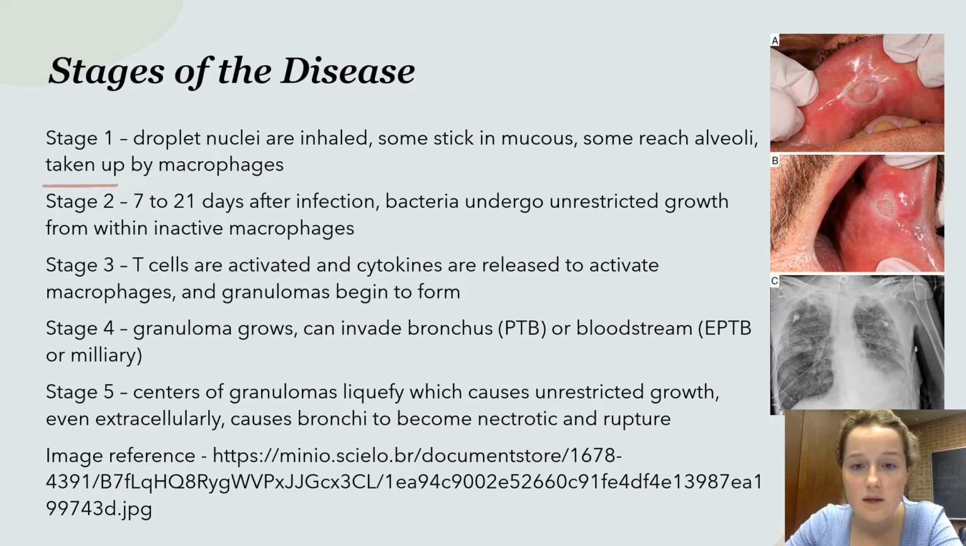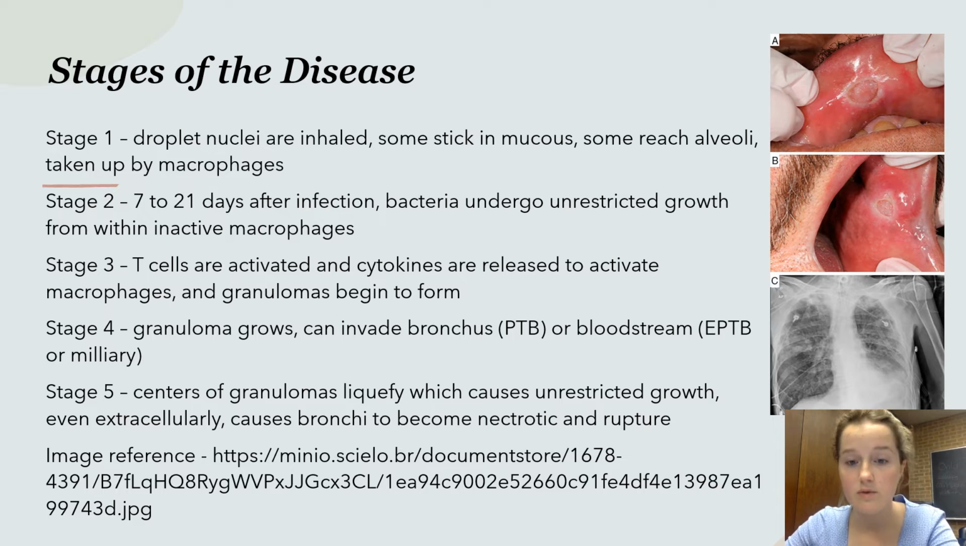And you can see in the image A and B for oral TB, those would be granulomas, and especially in chest x-rays, that is how you primarily identify if someone had TB, because you can see those white circles. Those are granulomas in the lungs. Stage 4, the granuloma continues to grow.